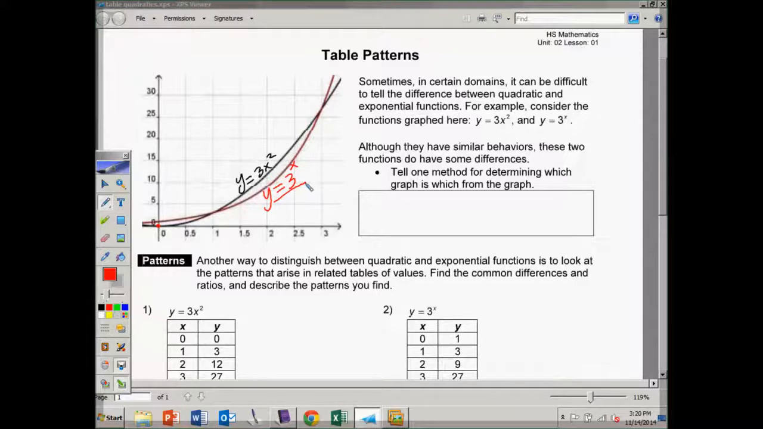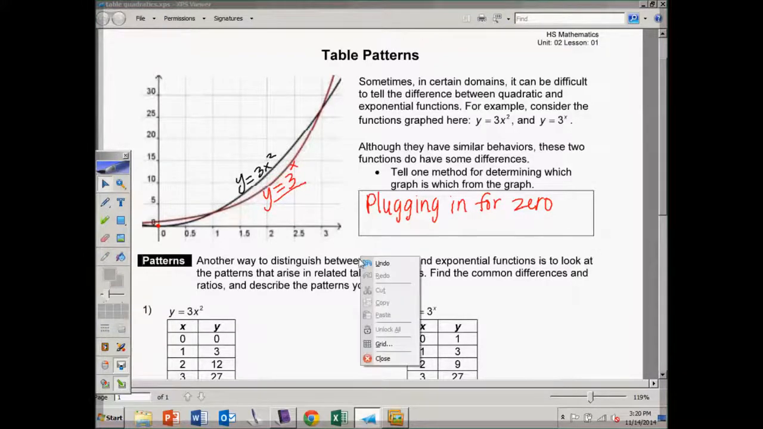So the method for noticing which one it is is plugging in for 0. Okay, plugging in for 0 and seeing what happens to my function. Does that make sense? Because obviously you would think that these both could be half of a quadratic function, right? But when you look a little bit closer, you can't.